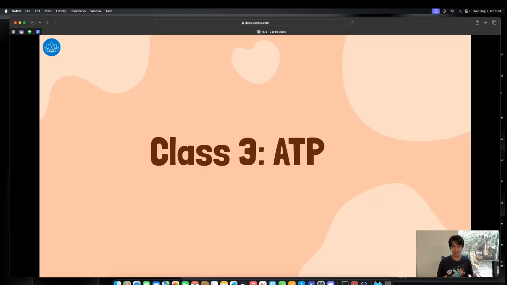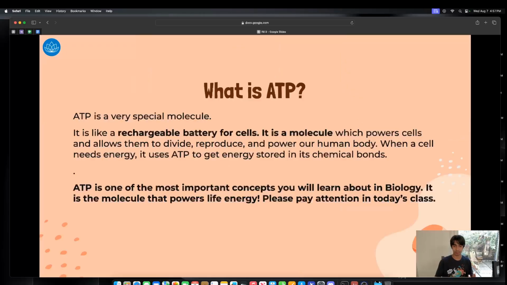Okay, so welcome to class 3, which is ATP. ATP is one of the most important biological molecules in our human body. It's really important for the function of ourselves as well. So what is it? It's a very special molecule, and it's a rechargeable battery for cells. It's a molecule which powers cells and allows them to divide, reproduce, and power our human body. When a cell needs energy, it uses ATP to get energy stored in its chemical bonds. So ATP is one of the most important concepts you'll learn about in biology. It is the molecule that powers life energy. So please pay attention in today's class.